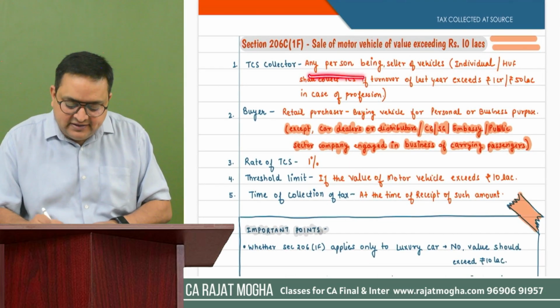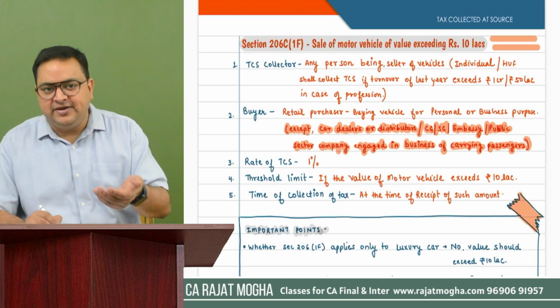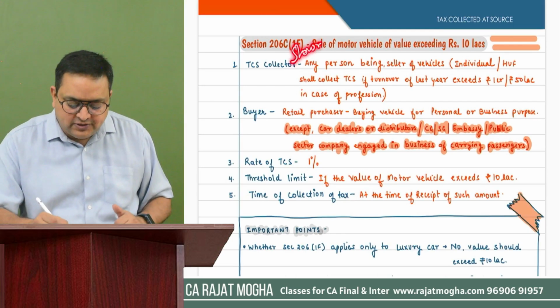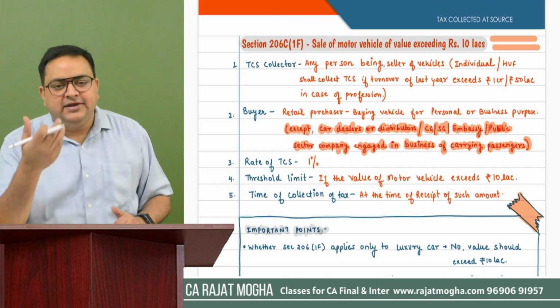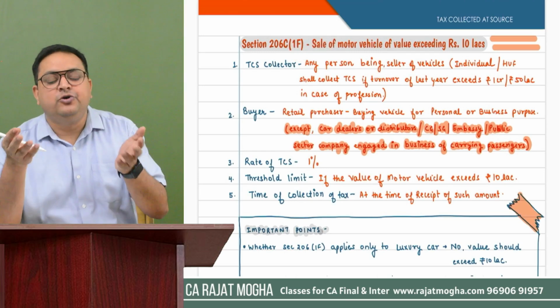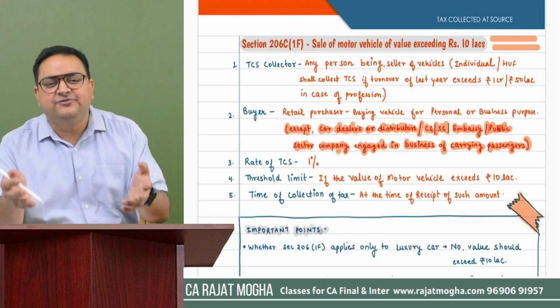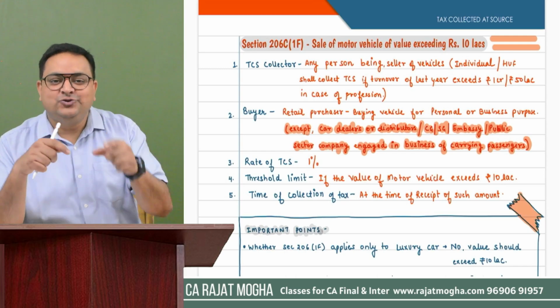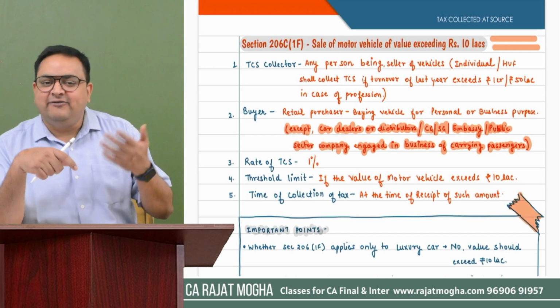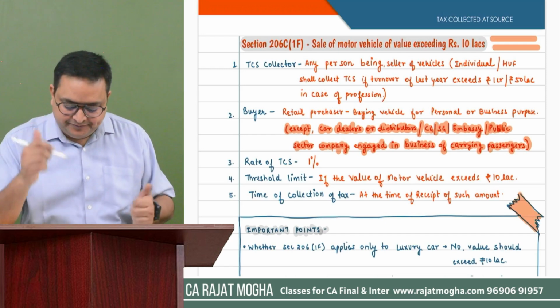So the TCS collector is any person who is selling those vehicles. Mainly you can write it down, the showroom or the car dealer who is selling you that vehicle will be collecting the TCS. That showroom could be a company, a partnership firm, AOP, BOI. If the owner of that showroom is an individual or HUF, then we have to see the turnover of last year, right?